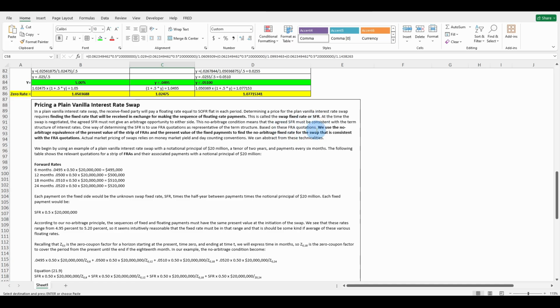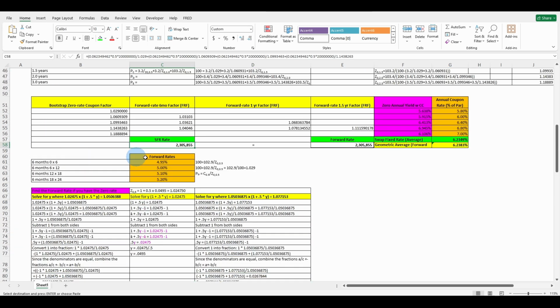Based on these FRA quotations, we use the no arbitrage equivalence of the present value of the strip of FRAs and the present value of the fixed payments to find the no arbitrage fixed rate for the swap that is consistent with the FRA quotations. In other words, we did this. We used all of this information in order to come up with this information. This is the present value.